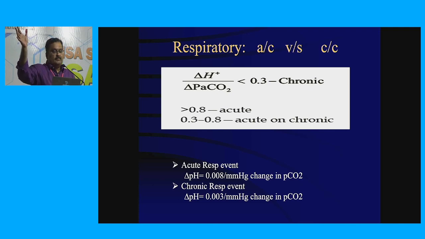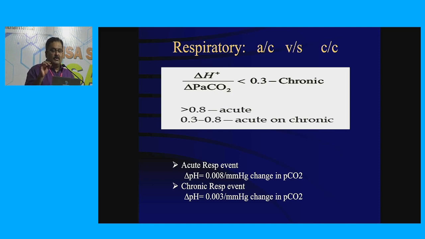So you use this formula. The change in hydrogen ion concentration divided by the change in PaCO2 is less than 0.3 in chronic, more than 0.8 in acute, and in between it is acute on chronic. In other words, in an acute respiratory event, the change in pH will be 0.008 per millimeter mercury change in PCO2. This you have to learn by heart.